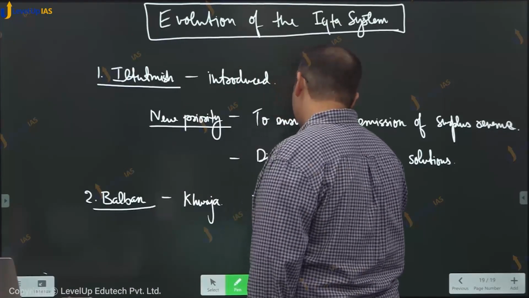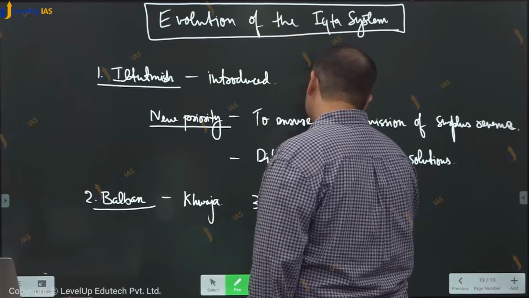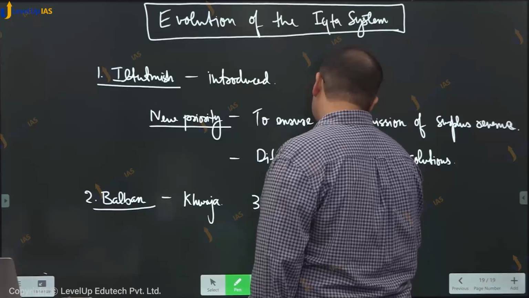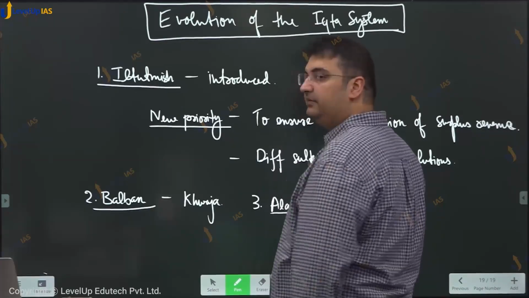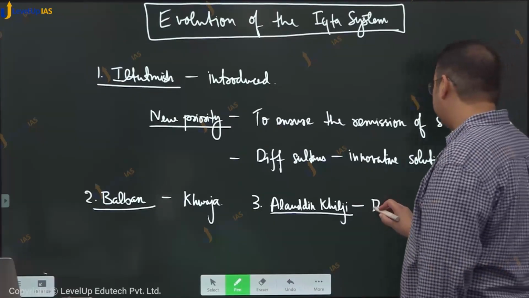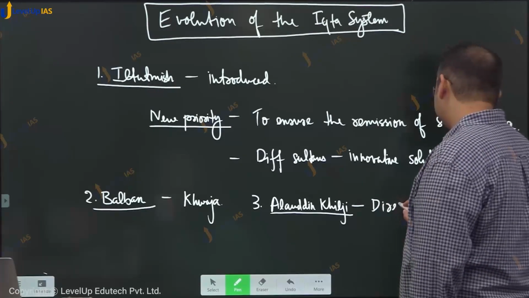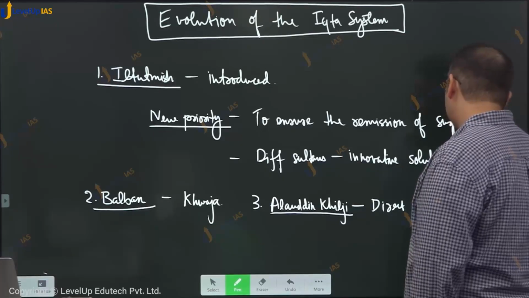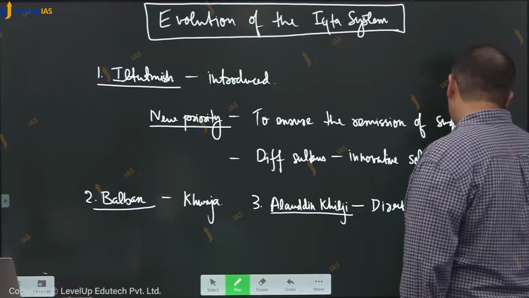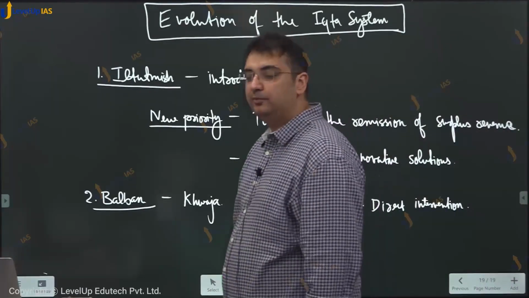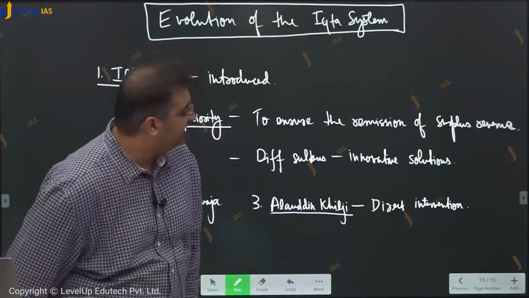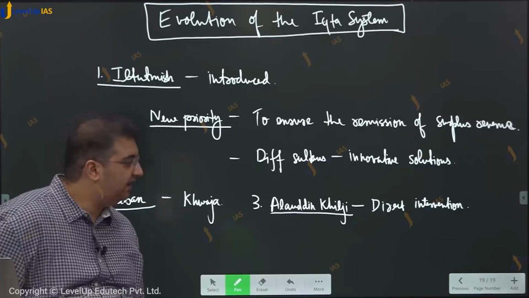Next, Alauddin Khilji. He was the first to directly intervene in the revenue machinery. So write down. He was the first to directly intervene in the revenue machinery.